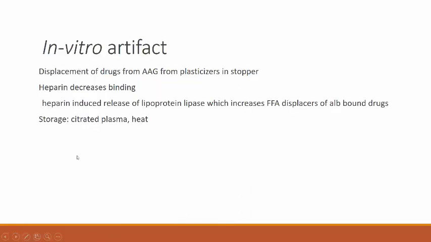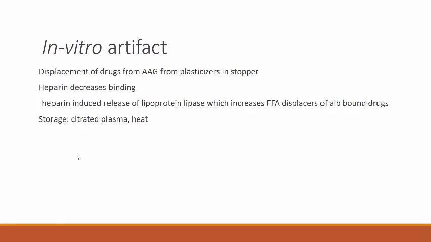This is also interesting. You can also see displacement of drugs from AAG. So if you are taking a blood sample of a patient that you're going to take to the lab to determine total drug concentration or possibly free drug concentration, you have to be aware of the fact that drugs can be displaced from AAG by plasticizers in the stopper of the tube itself. So you have to make sure that you're careful with what kind of tube you use if you're going to be measuring free drug that's bound to AAG.